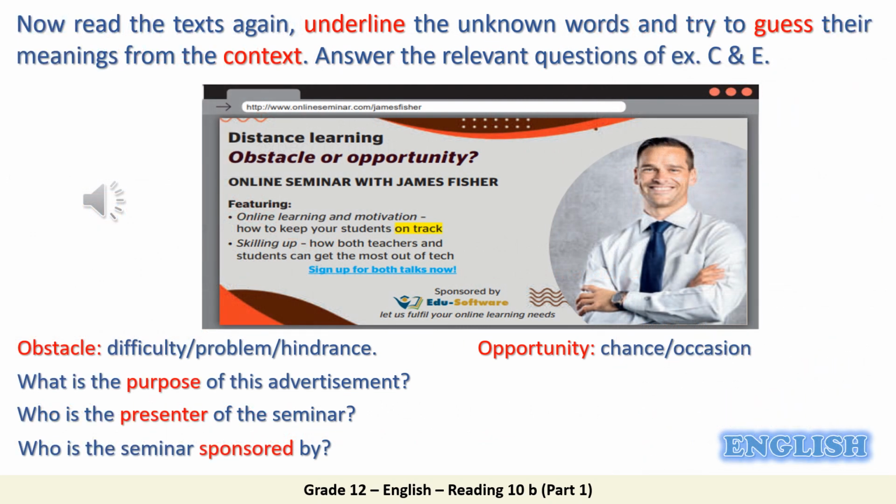Now, my dear student, your task is to read the texts again, underline the unknown words, and try to guess their meanings from the context. Then answer the relevant questions of exercises C and E. Also think of the 3 comprehension questions down here. Here you are the meaning of 2 important words right here. Obstacle is a difficulty or a problem or a hindrance, and opportunity means a chance or an occasion. Okay, are you ready to listen and read?